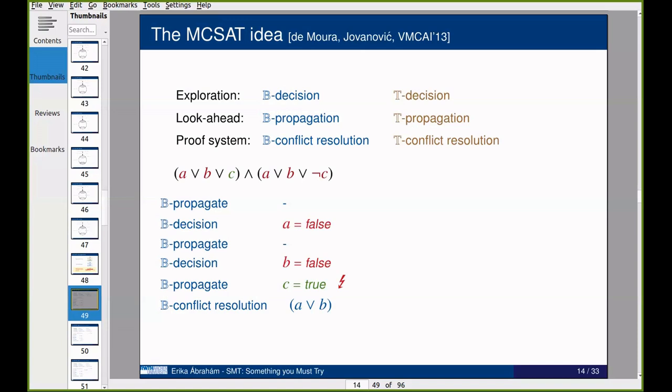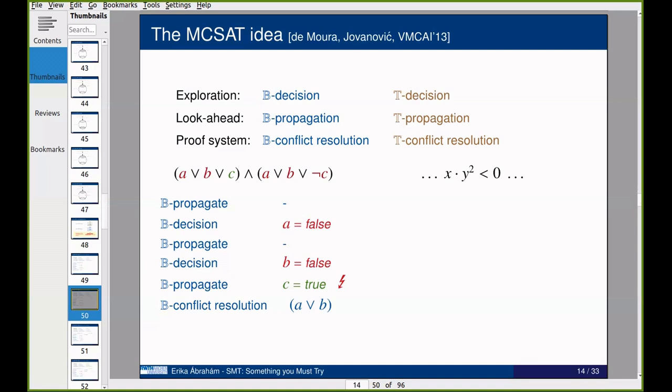And at first sight, this idea is crazy because you think about the real numbers. What do you want to explore? There are uncountably many. You cannot just enumerate them like in propositional logic. And what can propagation mean? But there were some really smart people behind it who came up with the following constellation.